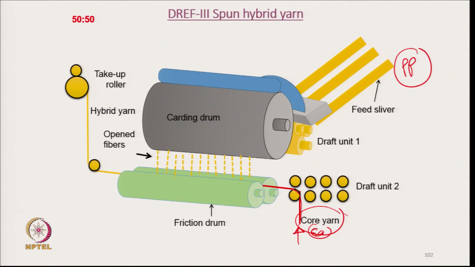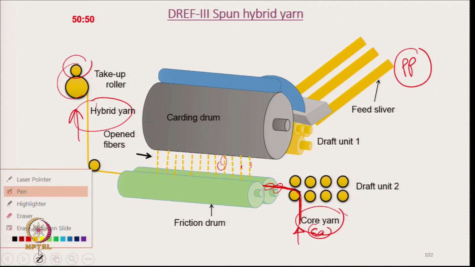From the front roller it is just fed here, and the staple fibers are wrapped around the surface of the carbon tow. Finally the hybrid yarn is taken and wound on this package. Okay, let us see the process here.